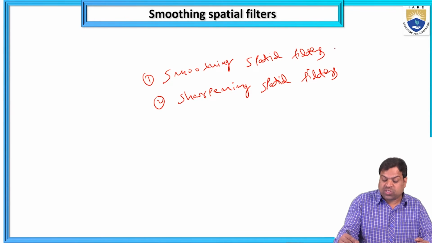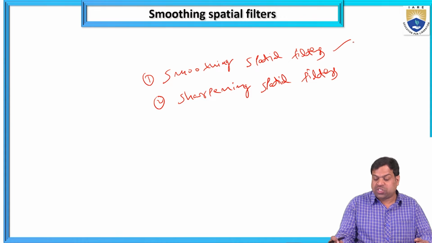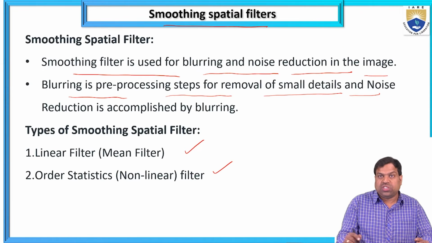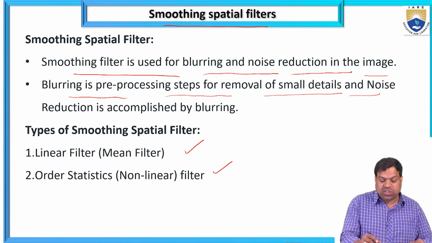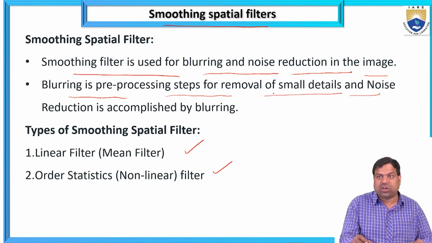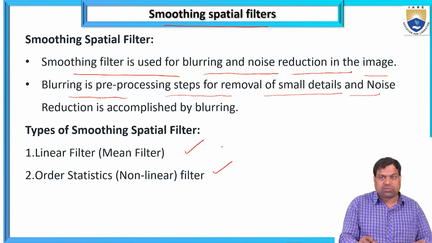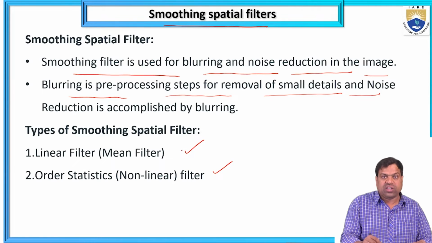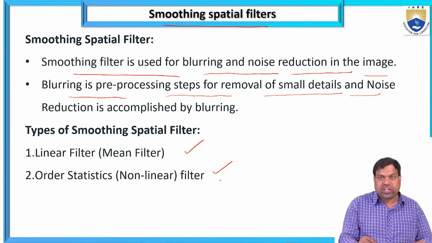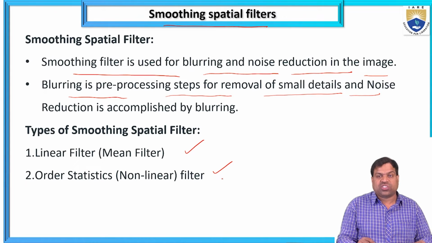First we are discussing smoothing spatial filters today. Smoothing spatial filter is one type of spatial filter. The smoothing filter is used for blurring and noise reduction in the image. Blurring is a pre-processing step for removal of small details, and noise reduction is accomplished by blurring. There are two types of smoothing spatial filters. The first one is the mean filter, also called the linear filter. The second one is the non-linear filter, also called the order statistics filter.